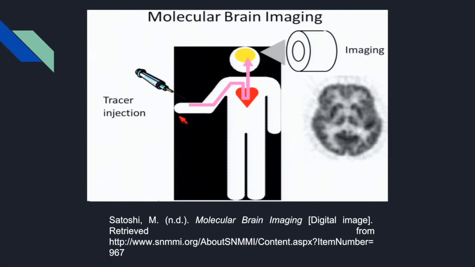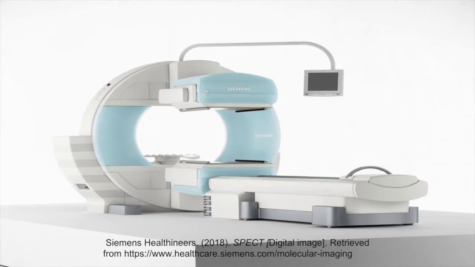It is very similar to conventional medical imaging, such as X-ray, where the only difference is that the radiation source is produced outside the body. So this is just an example of a SPECT machine produced by Siemens.